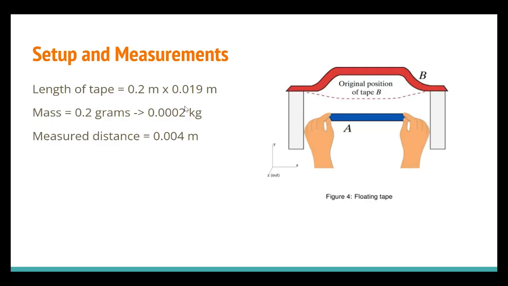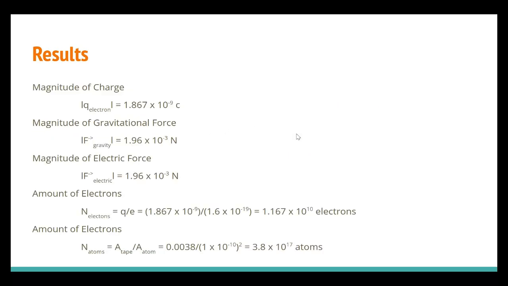The overall setup and measurements for the main lab were a piece of tape which was 0.2 meters in length, a tape mass of 0.2 grams, and when we brought tape A to tape B, it had a total displacement of 0.004 meters.